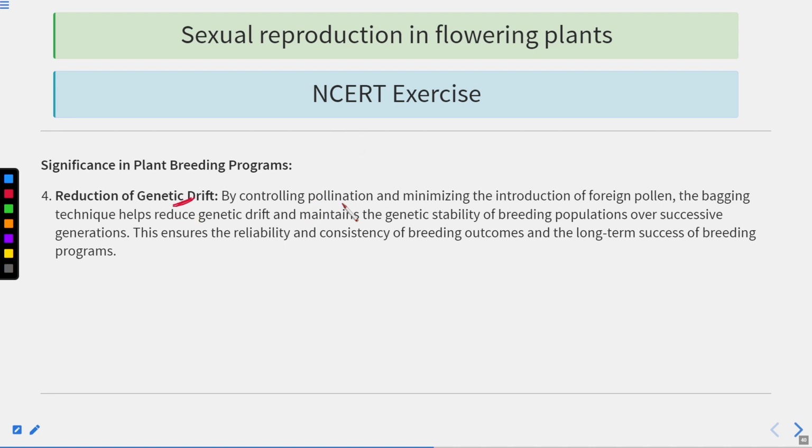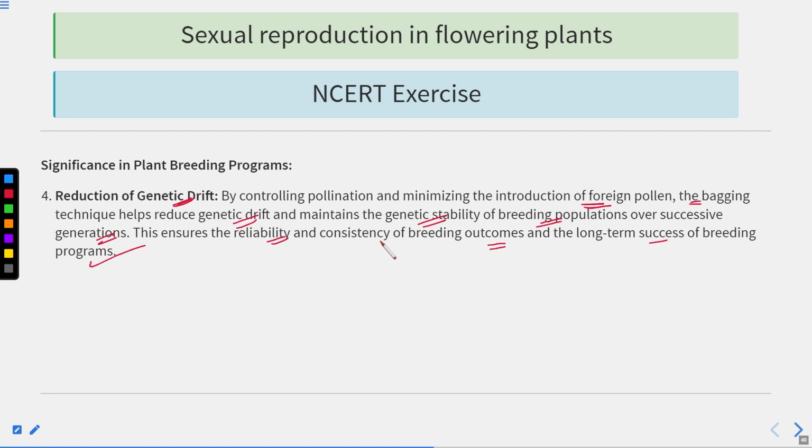By controlling the pollination and minimizing the introduction of foreign pollen or undesired pollen, the bagging technique helps reduce the genetic drift and maintains the genetic stability of the breeding population over successive generations. Now, this ensures the reliability and consistency of the breeding outcomes and long-term success of the breeding programs.